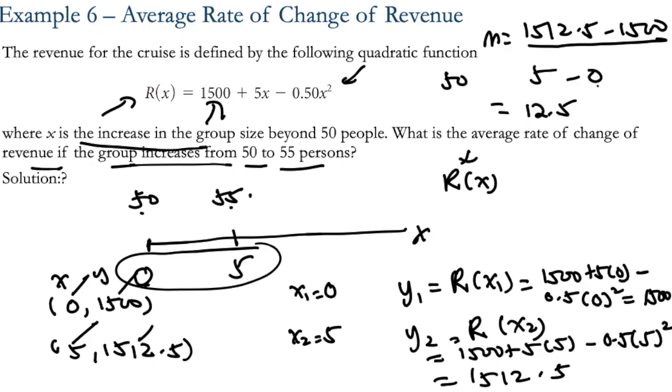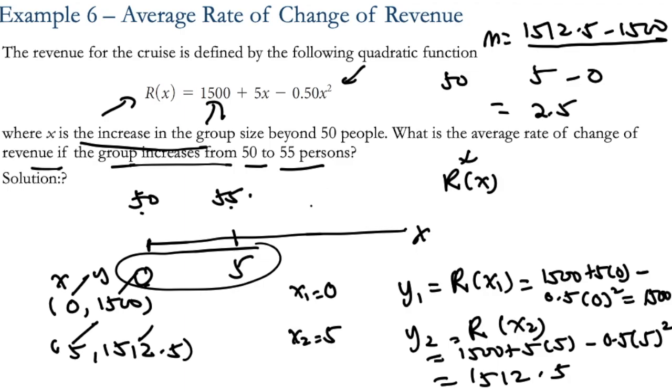All right. Wait a minute, it's wrong. The calculation is wrong. This is not 12.5, but it is 2.5. Okay, now we have this 2.5 as the average rate of change.